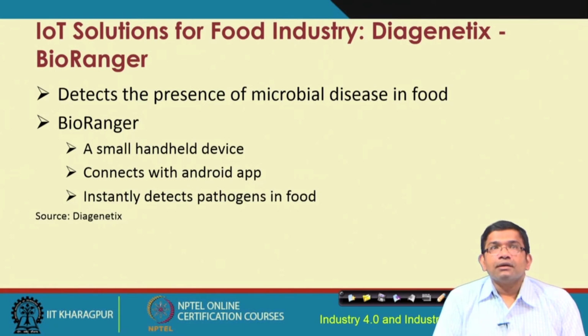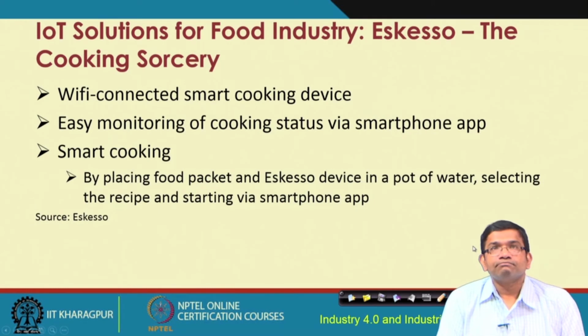Diagenetics has this product, the BioRanger, which can help in detecting the presence of microbial diseases in the food. BioRanger is a small handheld device that connects with an Android app and instantly detects pathogens in the food.